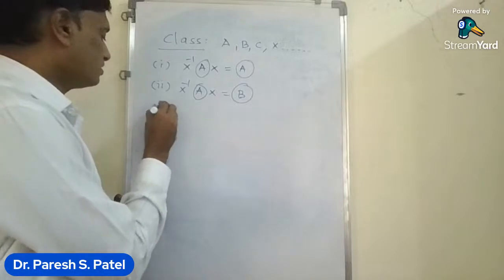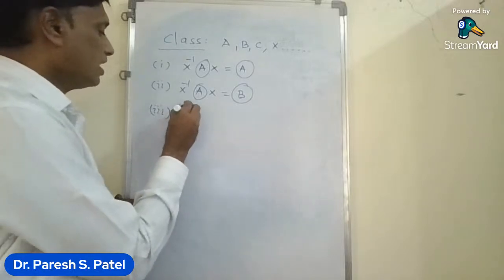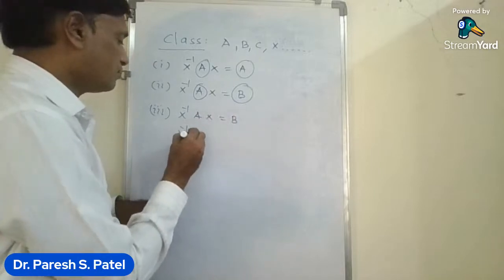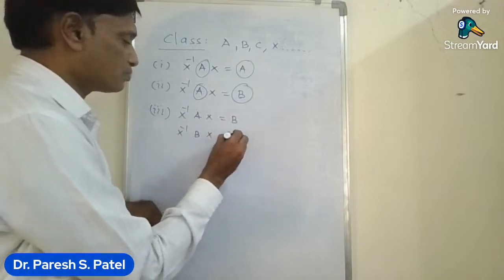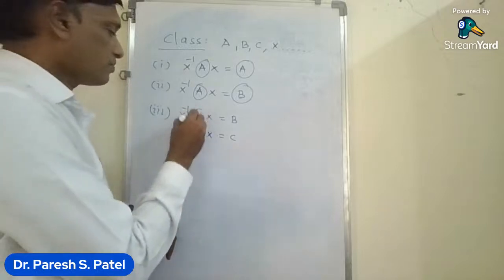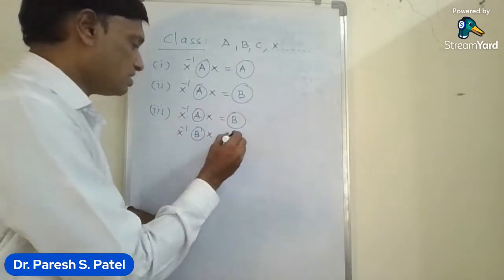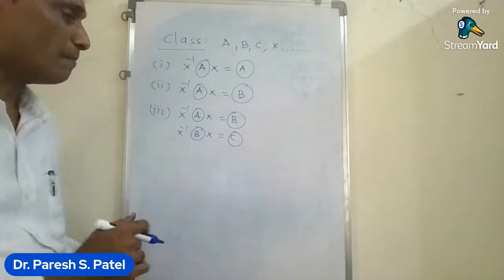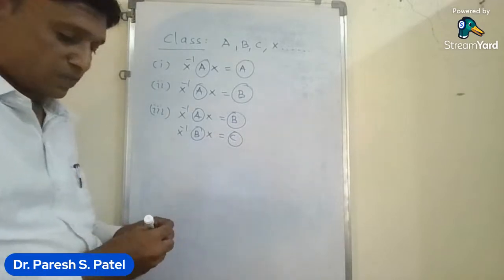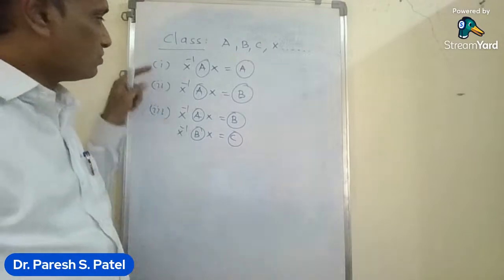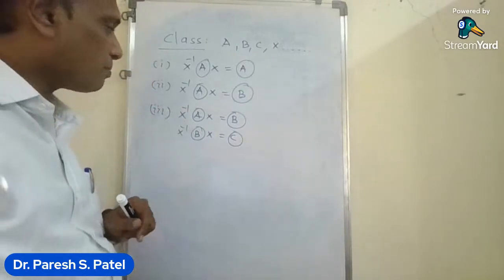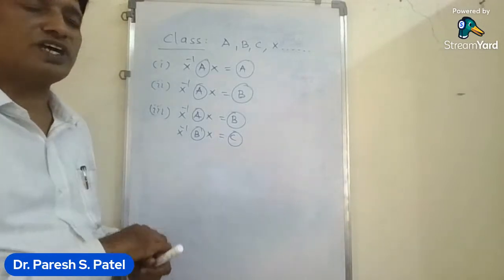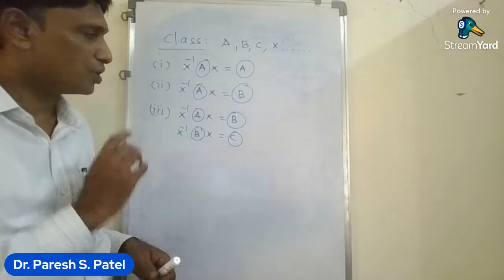And third one, X inverse A into X is equal to B, and X inverse B into X is equal to C. It means A, B, C are conjugate to one another to form a combined class. Okay, so we have to go for all three conjugate properties, and with the help of these properties we can find out how many classes that particular group has.